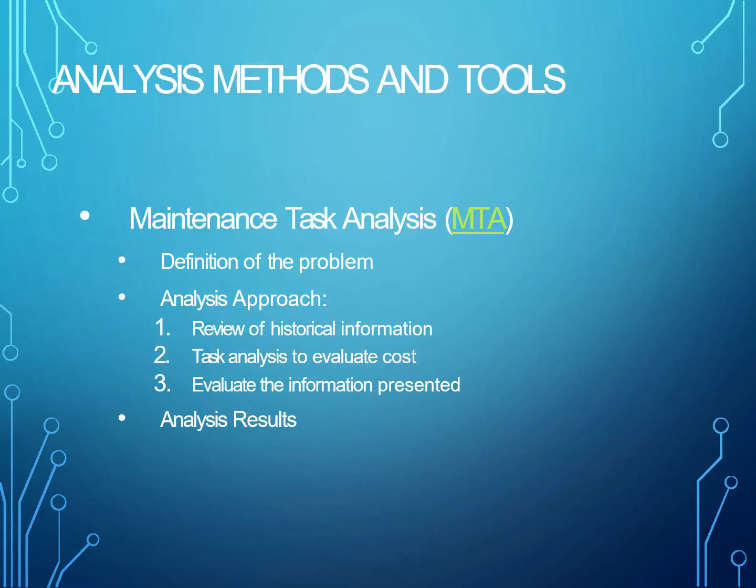The second tool is what we call maintenance task analysis, or MTA. This helps us evaluate the labor, cost, or time required to perform specific maintenance actions. The approach involves reviewing historic information, performing the task analysis to evaluate cost, and then evaluating the information presented.